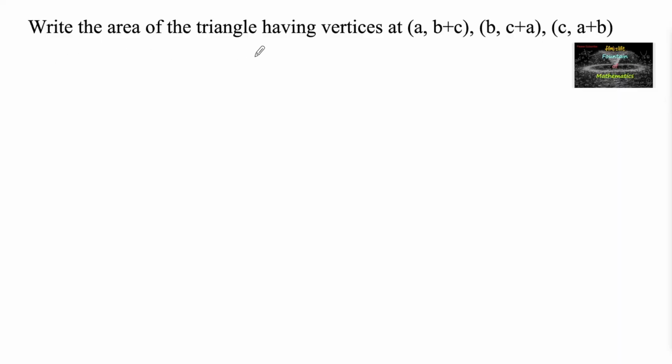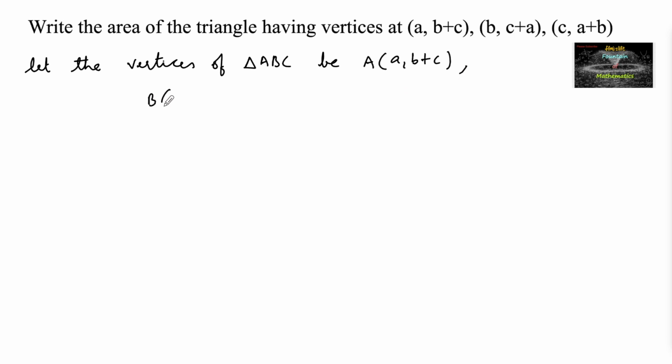Write the area of the triangle having vertices at a comma b plus c, b comma c plus a and c comma a plus b. Let the vertices of triangle, say ABC, be a comma b plus c, b comma c plus a and c comma a plus b.